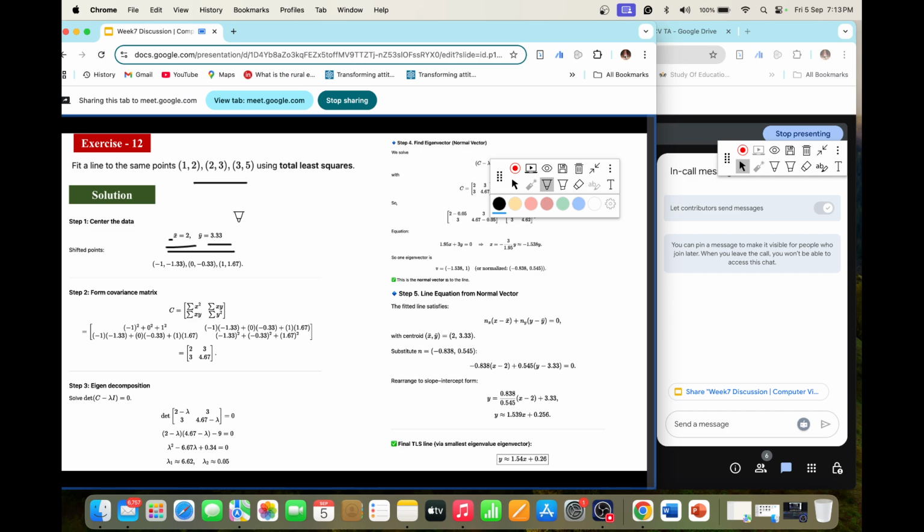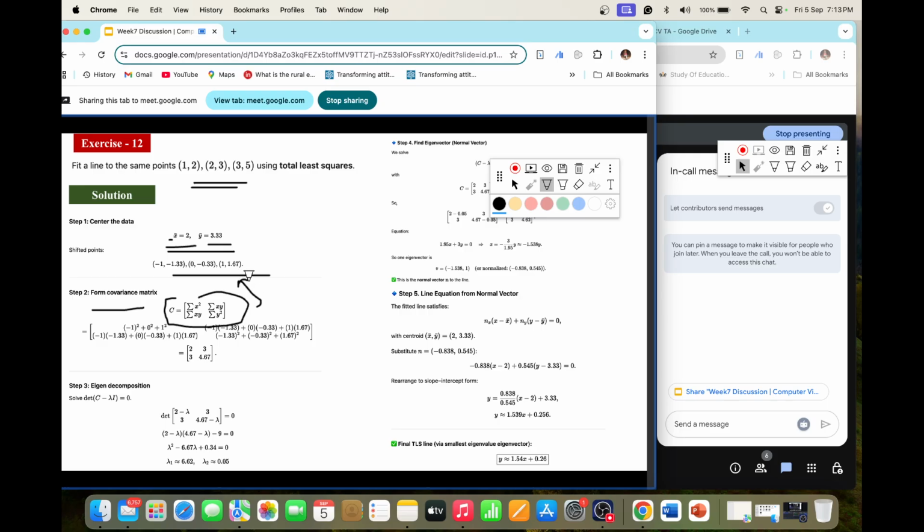Center of the data is nothing but x minus x bar, y minus y bar. So just do the x minus x bar and y minus y bar for all the points. Once you center the data, you can form this covariance matrix. This is the covariance matrix after data centering.